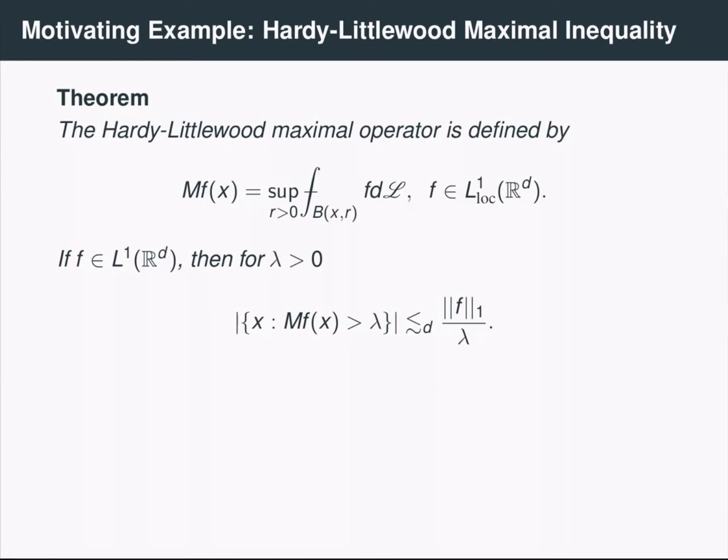So one part of the Hardy-Littlewood maximal theorem says the following. If we're given a function f in L1, then for all positive lambda, the set of places where the maximal function is larger than lambda has measure at most some constant, depending on the dimension of the space, times the L1 norm of f divided by lambda. So this is a very important theorem that has numerous applications across analysis.